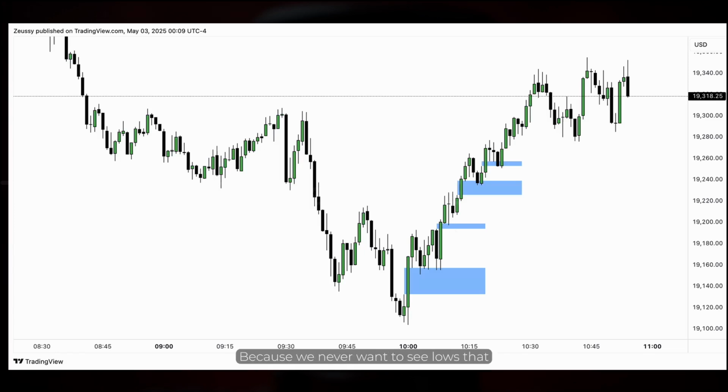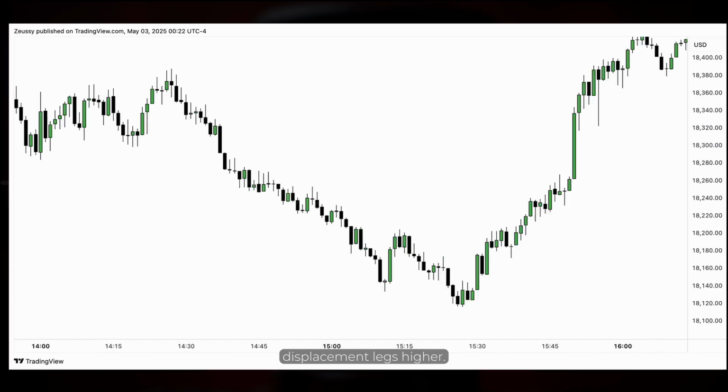Because we never want to see lows that form inside of imbalances be taken out if the market displaced higher. The only scenario in which that would be allowed is if that low is the high of a higher time frame imbalance. So for example, in front of you, you have a 1 minute time frame. It could be that that low is the high of a 5 minute imbalance. Only then would it be allowed to be taken out. But in general, you never want to see lows be taken out that formed inside of imbalances and that set up new displacement legs higher.